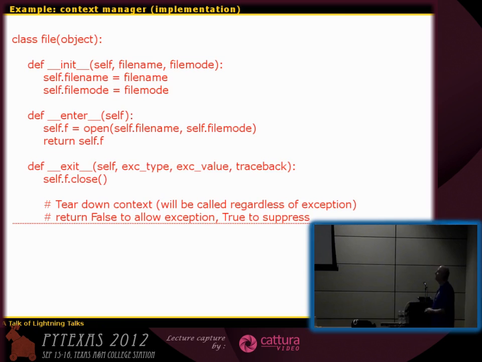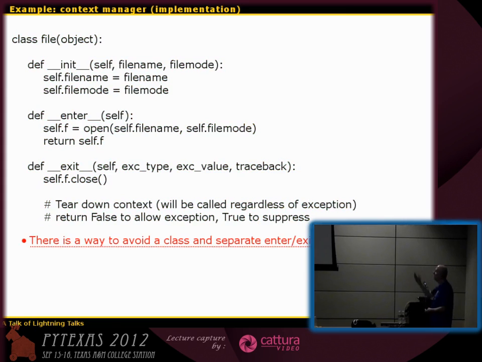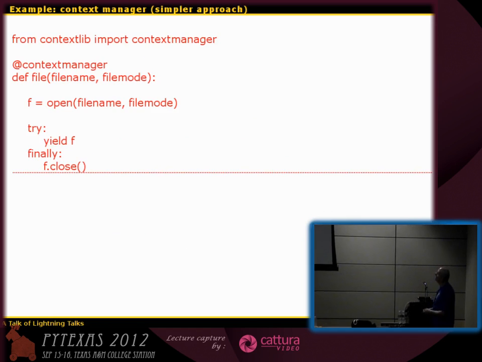So this is the way you would define your own context manager using a class. However, there is a way to avoid a class and define it simpler. It conceptually is a little harder, but programmatically it's a little simpler. What it looks like is this.